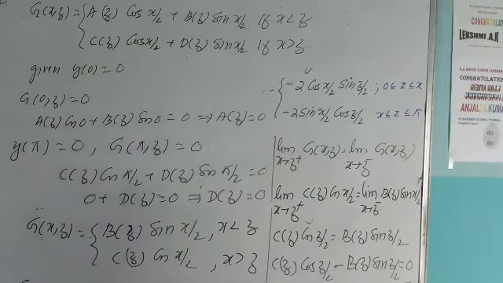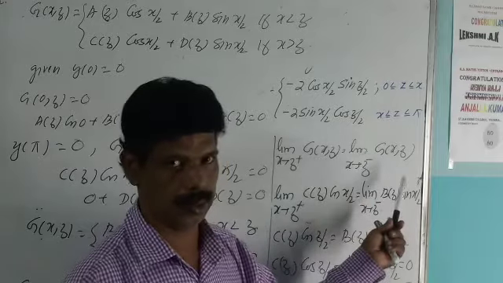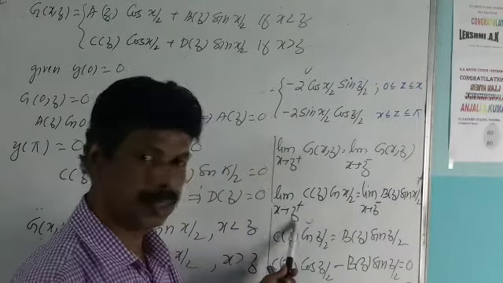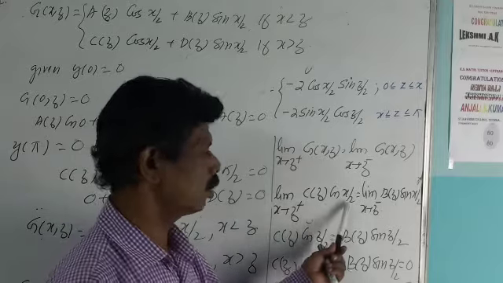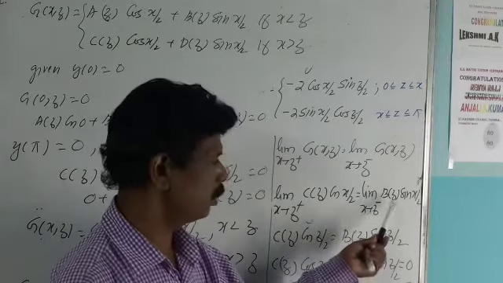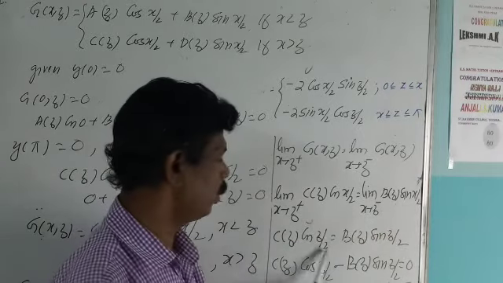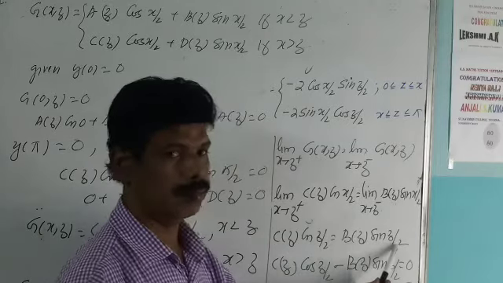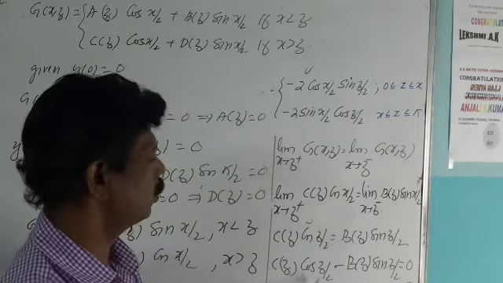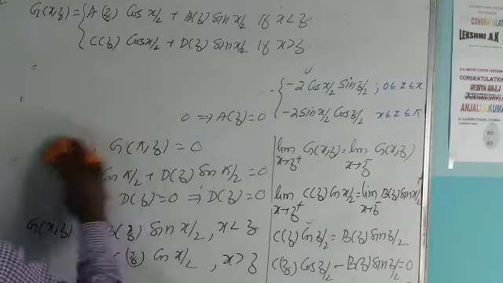Limit x tends to z plus g of x is equal to limit x tends to z minus g of x at z. That means limit x tends to z plus c is cos x by 2 equal to limit x tends to z minus b is sin x by 2. That is c is cos z by 2 equal to b is sin z by 2, or c is cos z by 2 minus b is sin z by 2. Okay. And what will be the fourth condition?